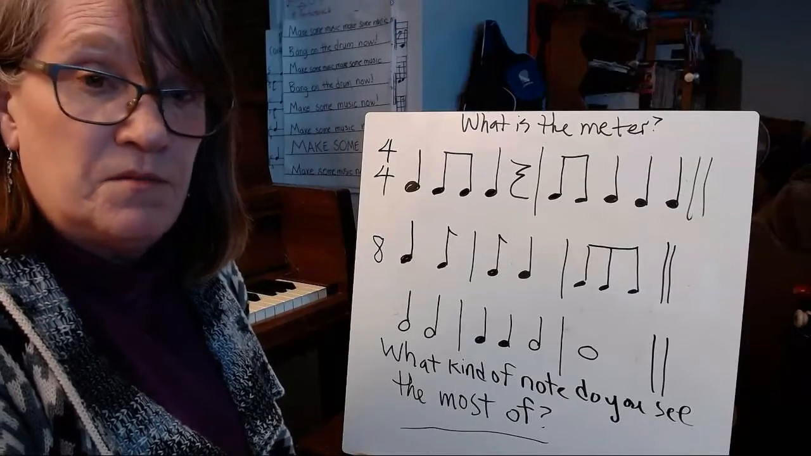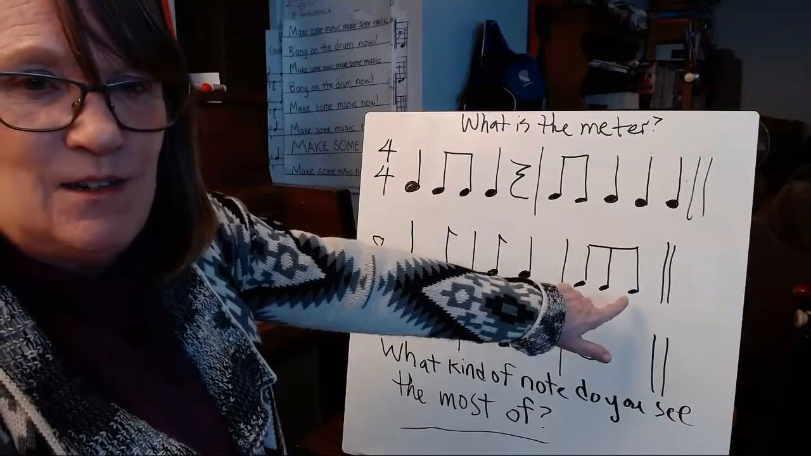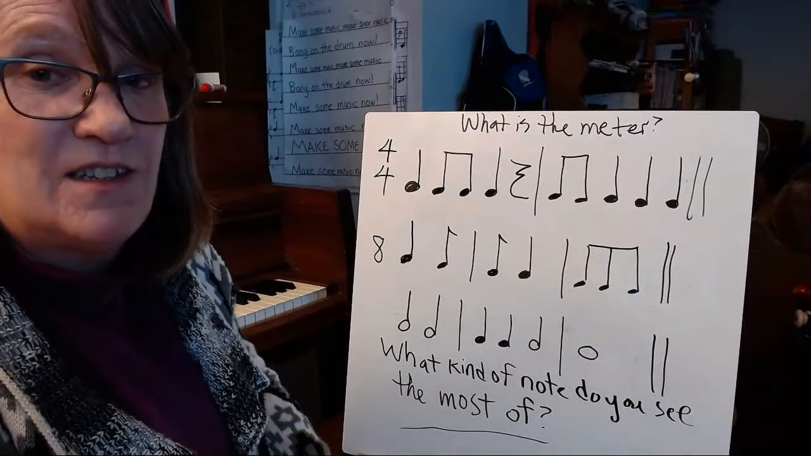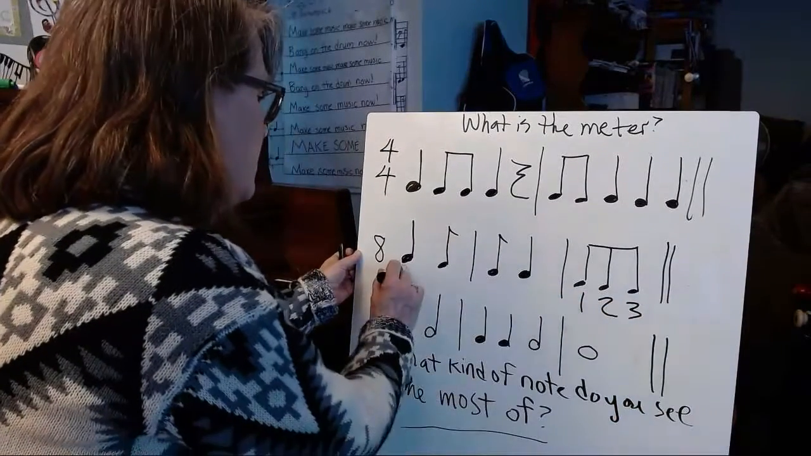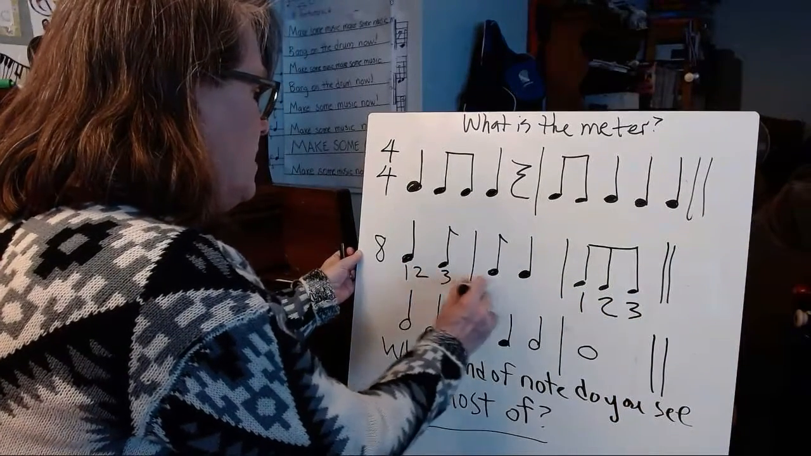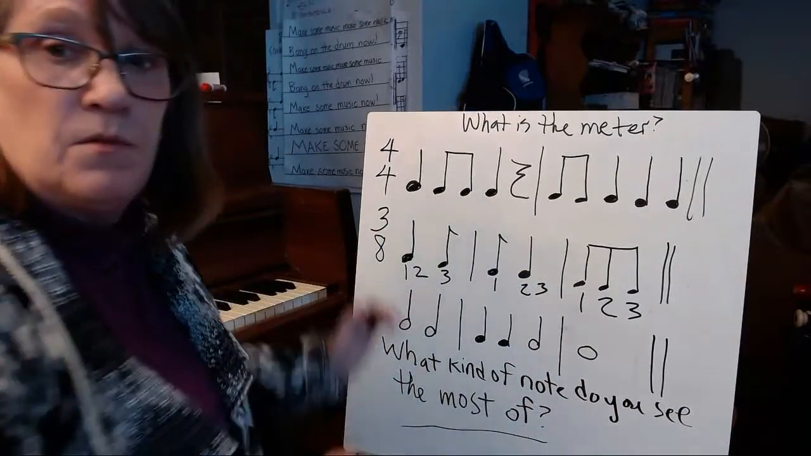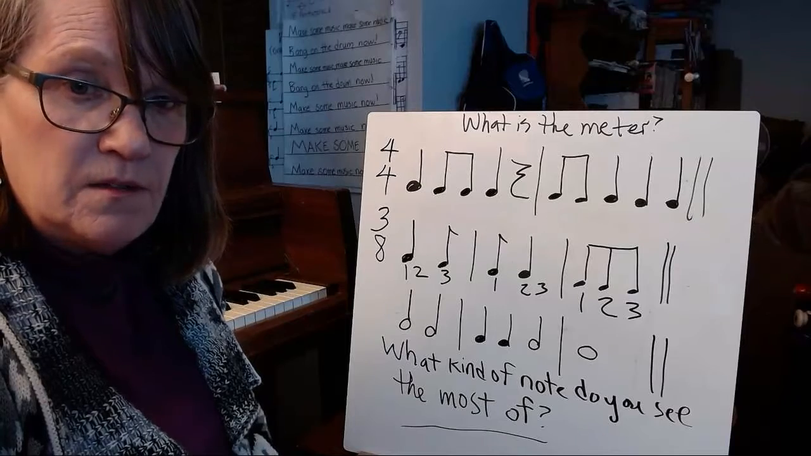Now, if you see something like this, where you've got 3 eighth notes in a row, that's telling you right away that it's 3/8, right? That's the easiest thing to see. But check your work. Okay, so this is 1, 2, 3, 1, 2, 3. So it's 3/8.